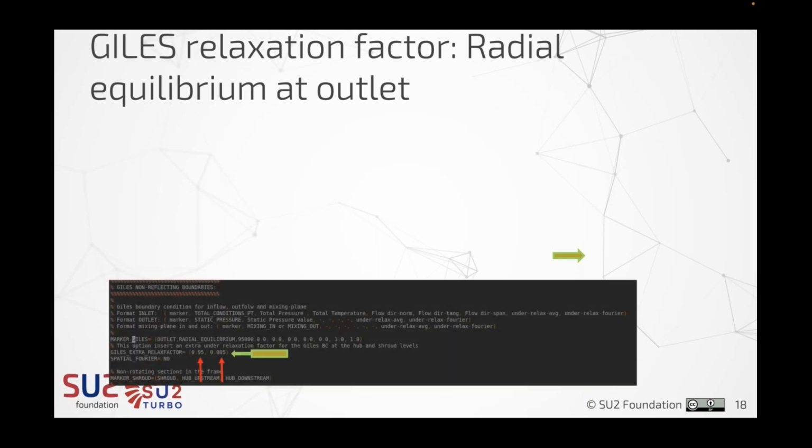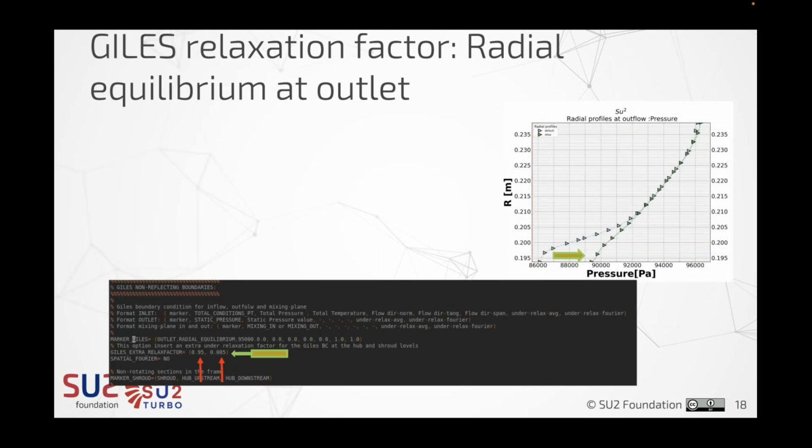So this is the extra relaxation factor. Basically these two. The first value is your under relaxation, and this is your depth from the shroud and the hub where you want it to apply it on. So this is the nominal curve where you didn't do any modifications. It's the stock setting from what you get when you download the card.